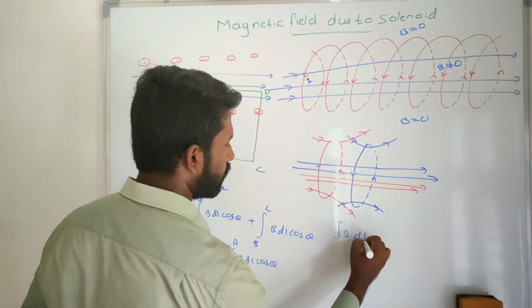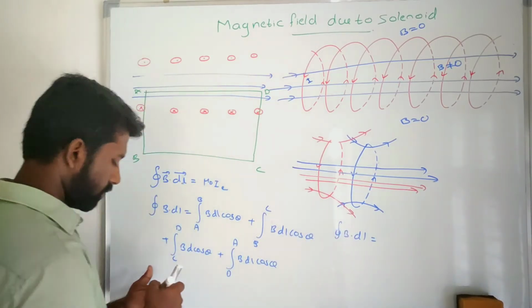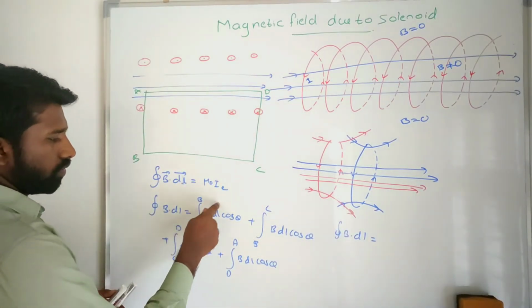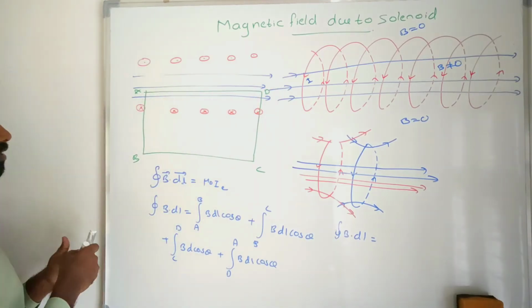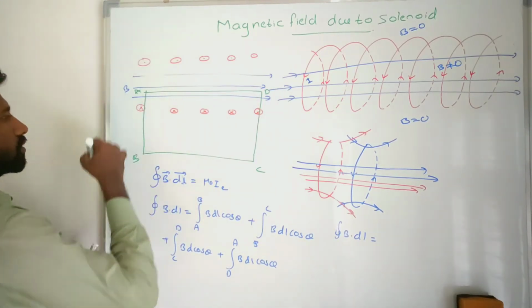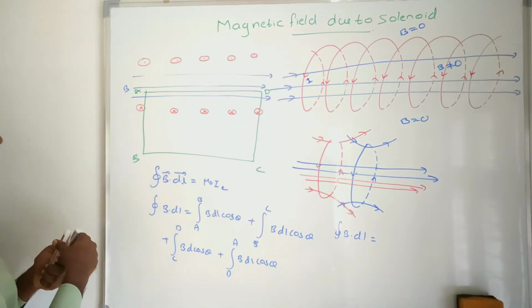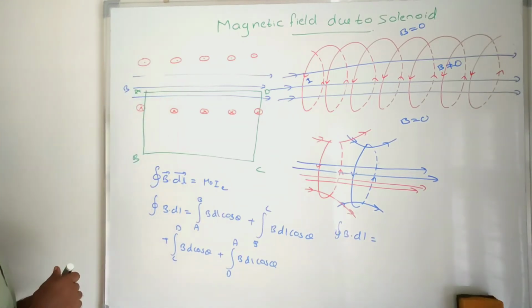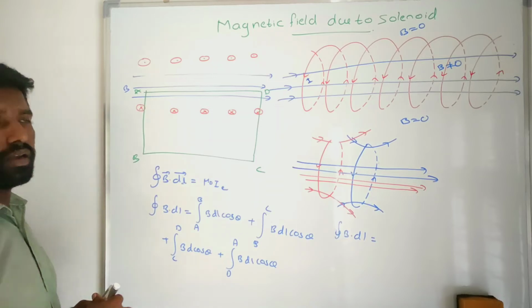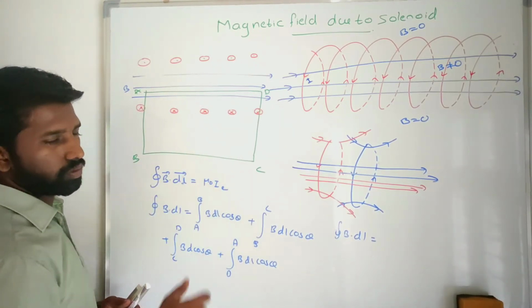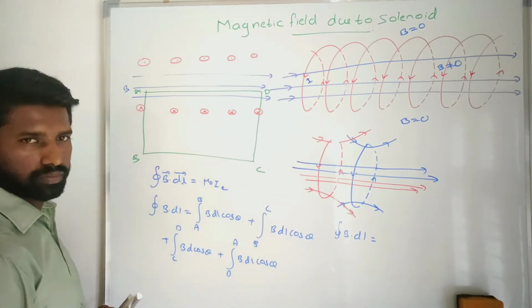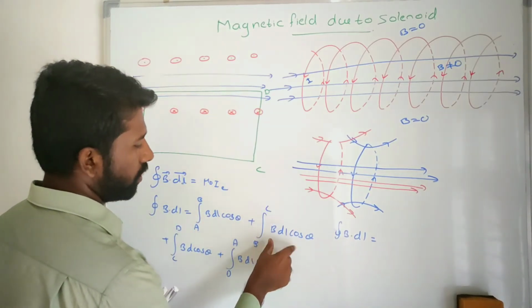Now we will evaluate it. What will you get? What about this value here? In this, the magnetic field is acting in this direction. What about dl? dl is like this. So here dl and B are normal, so theta will be 90. So B dl cos 90 will be 0.